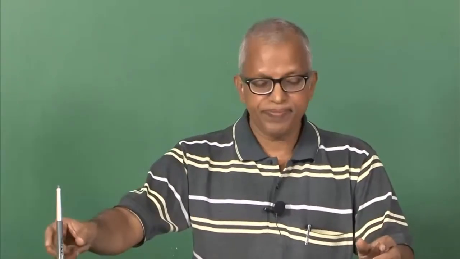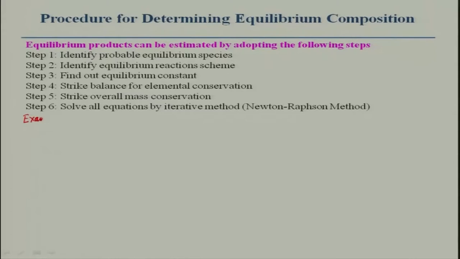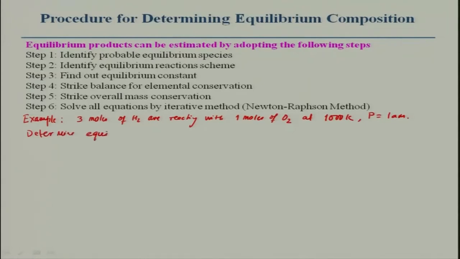Now, to illustrate this point, I will take an example. In this example, 3 moles of hydrogen are reacting with 1 mole of oxygen at 1000 Kelvin and pressure 1 atmosphere. And what we will do is determine the equilibrium products.